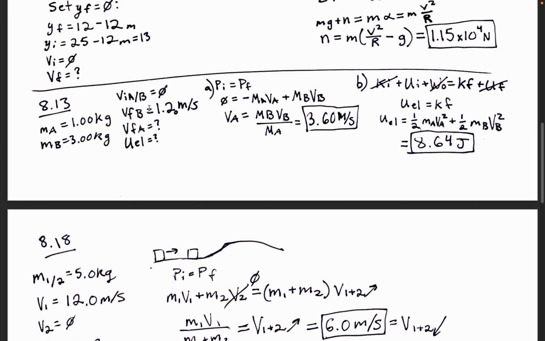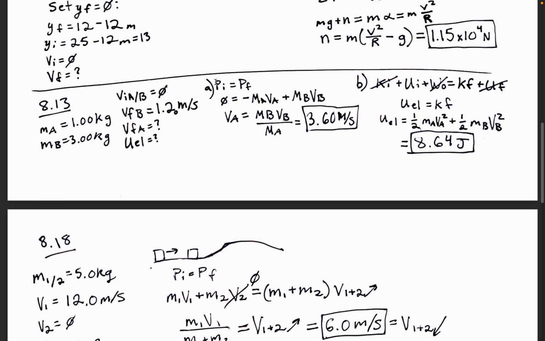So we write out our lovely values. We have mass A, 1 kilogram, mass B, 3 kilograms. The velocities of A and B initially are 0. The velocity of B, final, is 1.20 meters per second. What's the velocity of the final A? The velocity of A final.